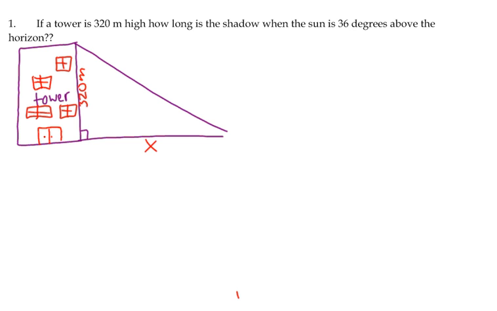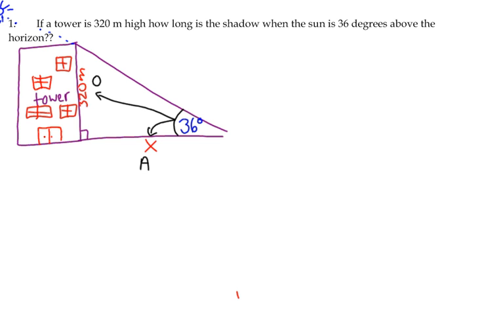Where does 36 degrees go? Above the horizon. Where's the horizon? The horizontal. 36 degrees goes here, above the horizon. That would be the angle. You can imagine that if you extend the line up, it would go to the sun. All right, so let's label. What is 320? What side is that? Opposite. What side is x? Adjacent. What ratio has O and A?